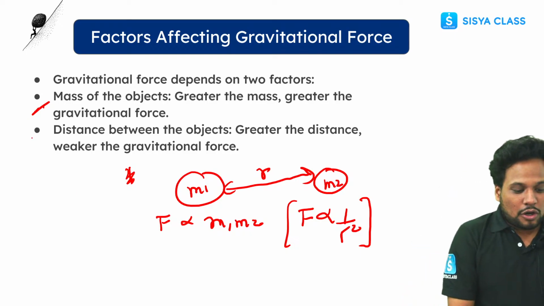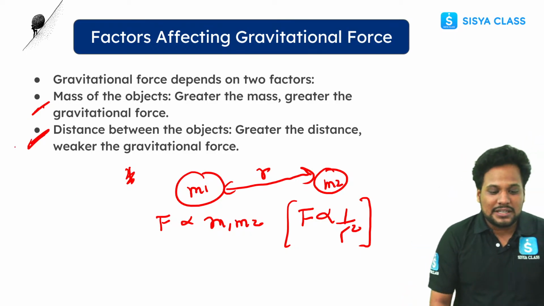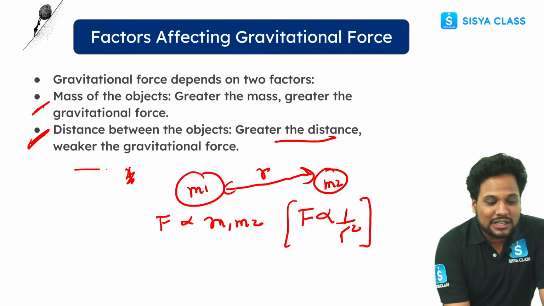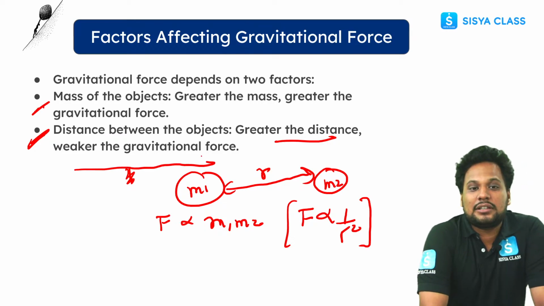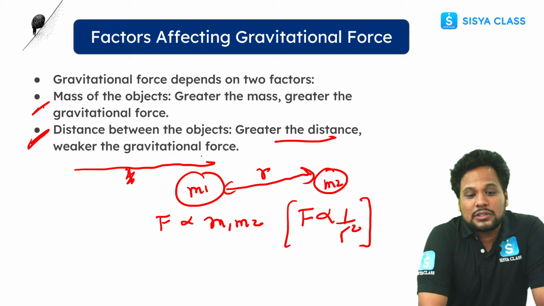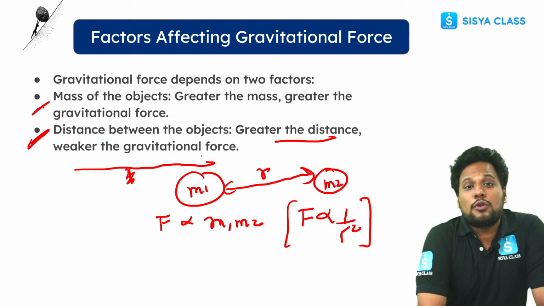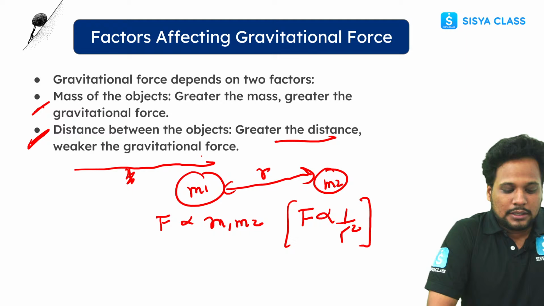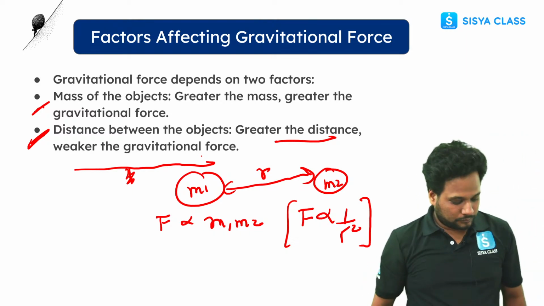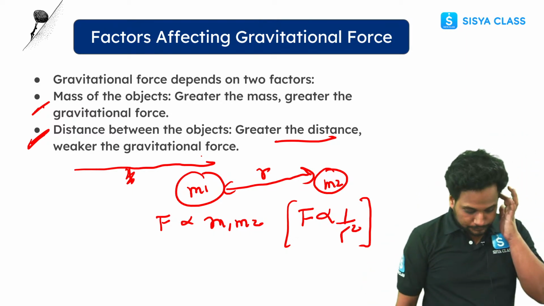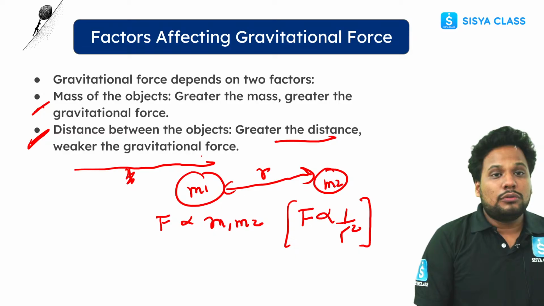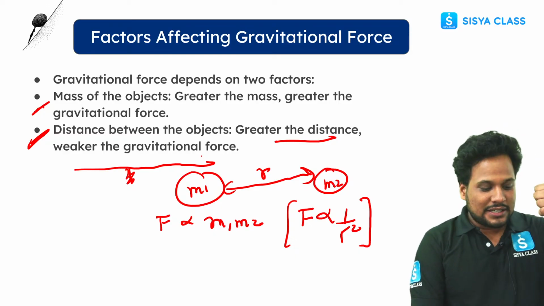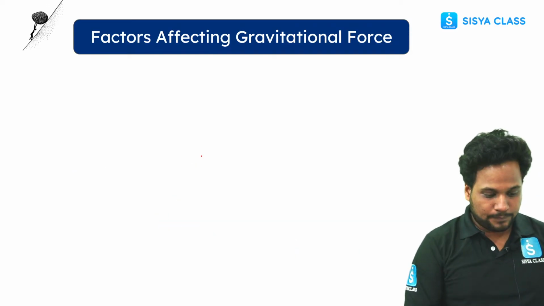And it depends on the distance between the objects also. Greater the distance, weaker the gravitational force. This is clear. Let's suppose you increase the distance by 5 times, then what will happen? The force is going to decrease by 25 times. This is clear now? Any doubt? Okay. Fine. So just remember it depends on 2 factors, that is mass and distance.